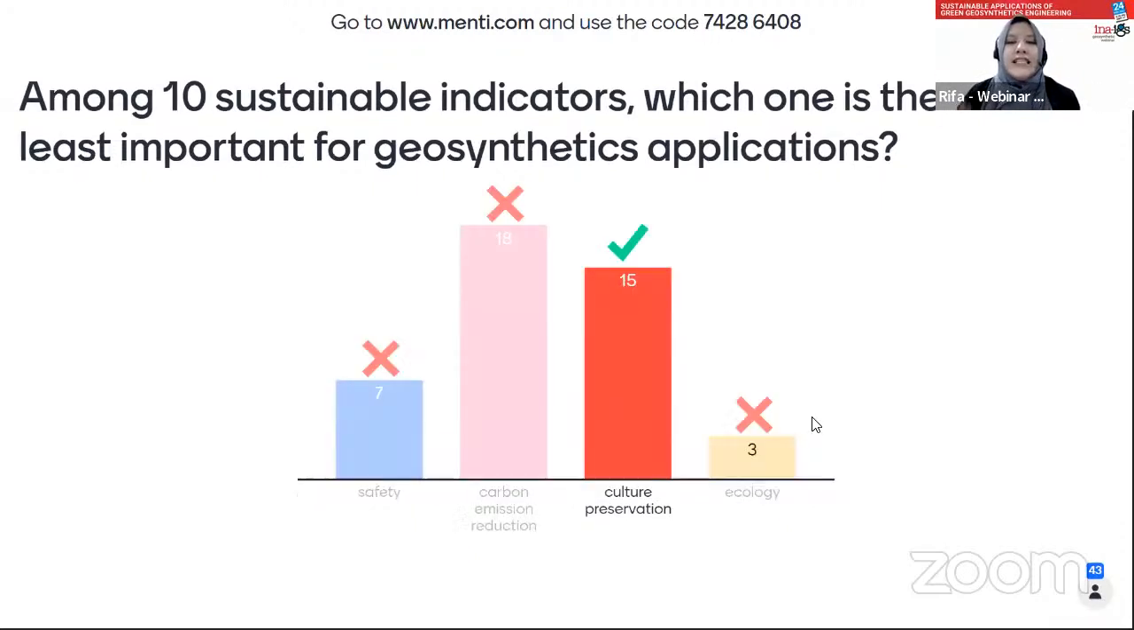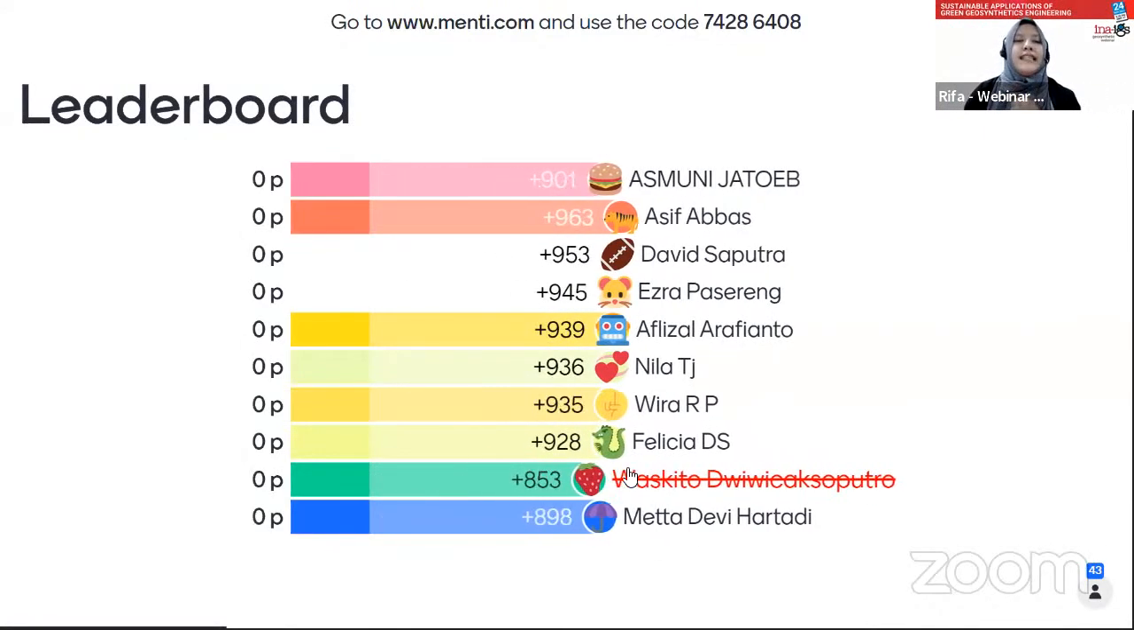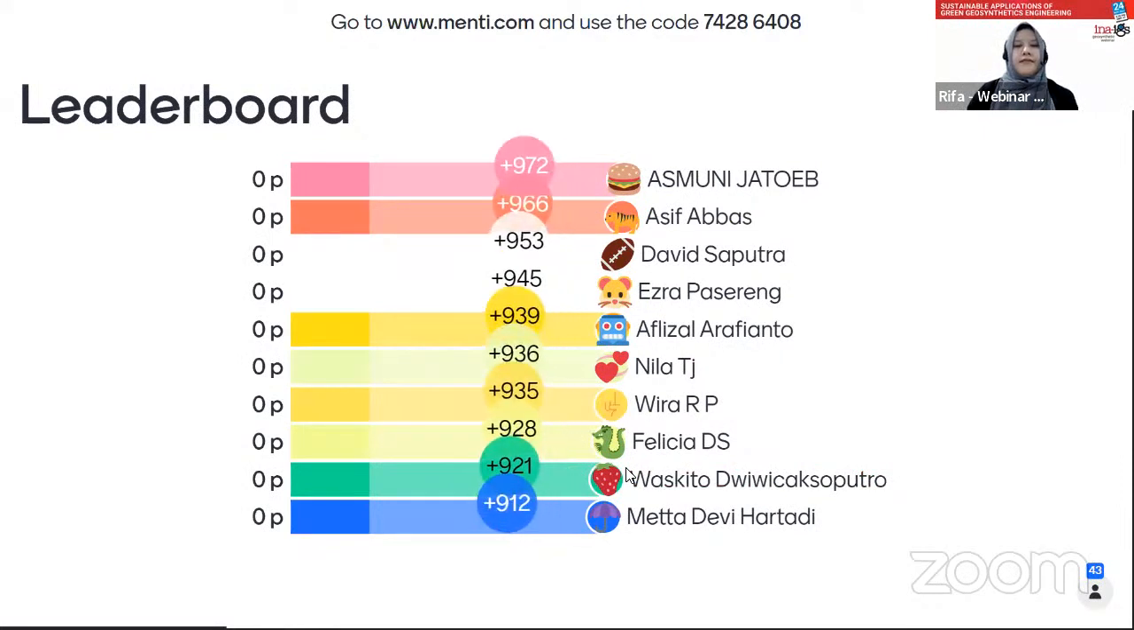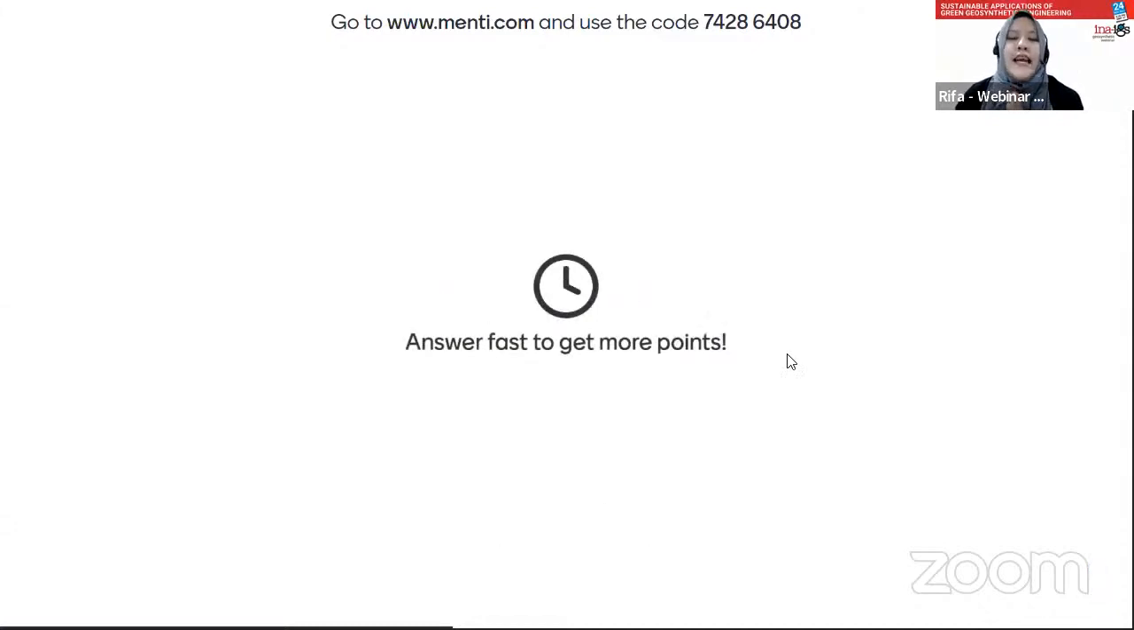Let's see who leads the leaderboard for the first question. For the first question, the one who leads is Asmoni Yatub as the fastest one. But don't worry, we still have 2 more questions. Let's go to the second question. Without further ado, question 2 of 3. Answer fast to get more points.